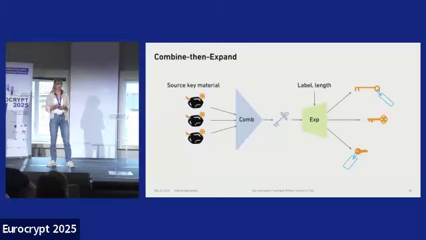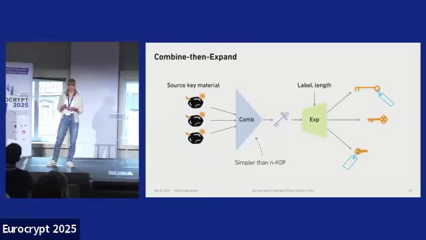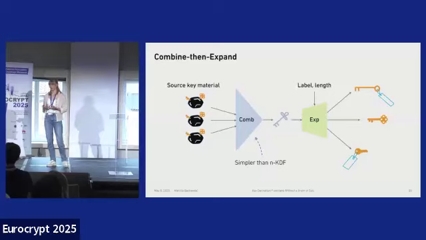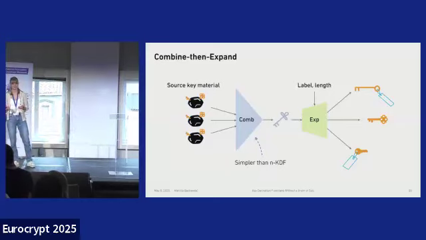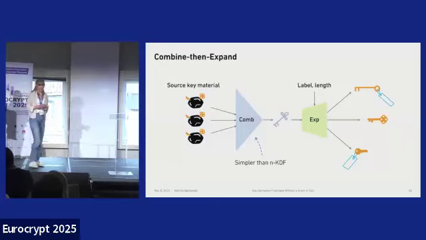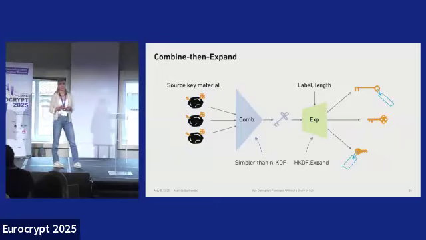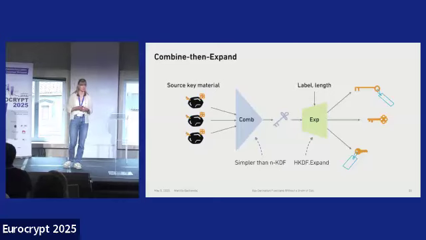Now, we think that this is a helpful paradigm, because a combiner is a much simpler object to construct than a full NKDF. In particular, it only has to give a single fixed length pseudorandom key as output. And for the expand step, we can reuse existing constructions, such as HKDF expand.